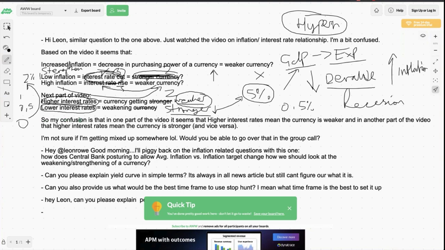So she says, my confusion is that in one part of the video, it seems that higher interest rates mean the currency is weaker, and in the other part, the higher interest rate means that the currency is stronger. So hopefully I've cleared that up in the section above. I totally understand where traders get mixed up and confused, because it is a bit like upside down. But once you understand the concepts of this, hopefully that should make sense.